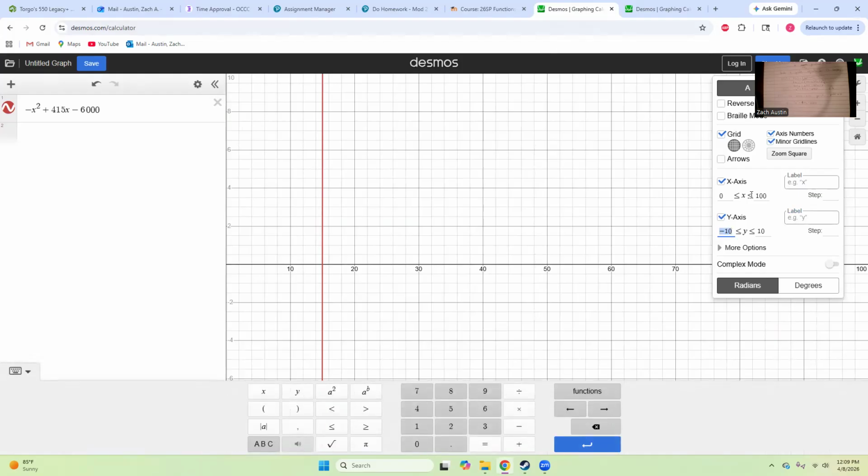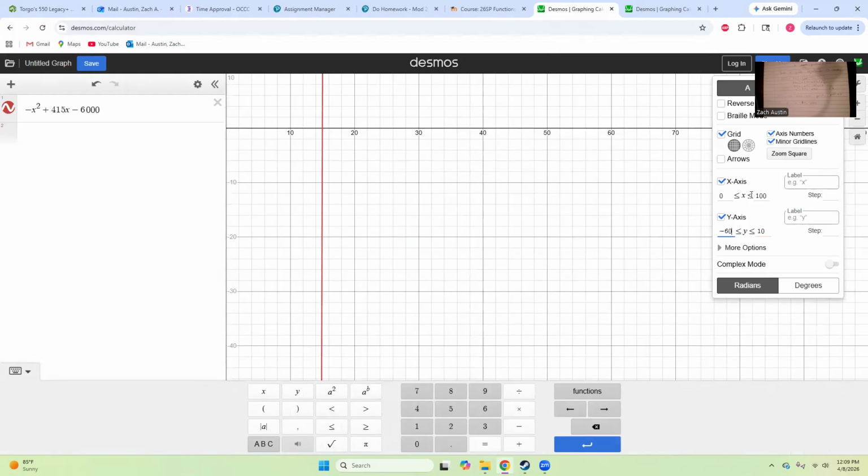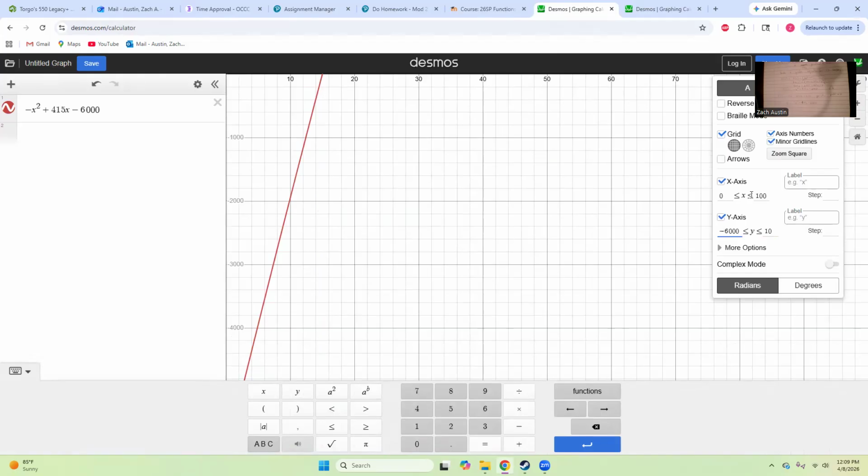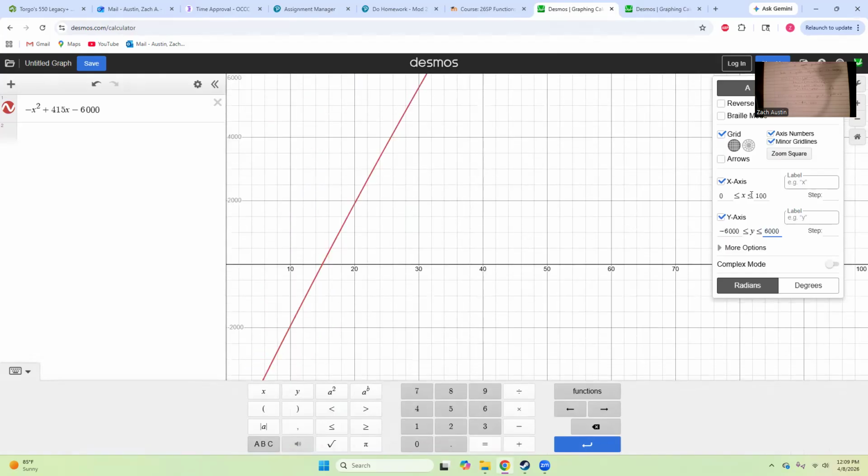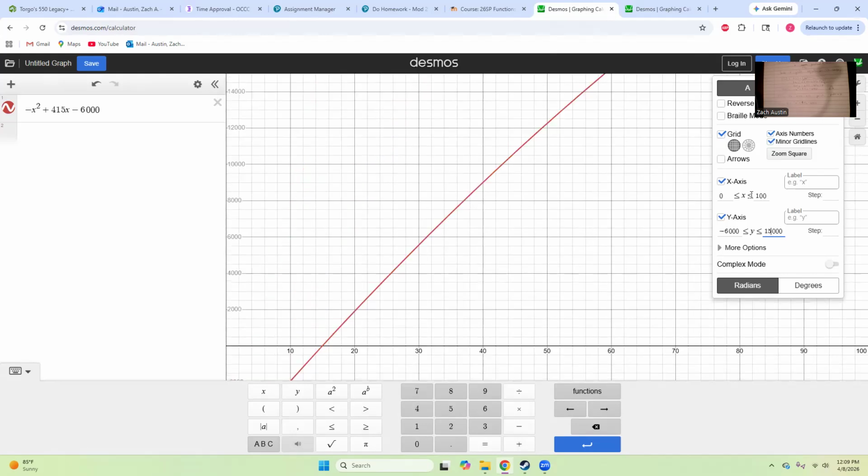It might not be big enough, but then for the Y values, I know that if I sell nothing, my profit is -6,000, and then hopefully we can make at least that much money at profit. Nope, looks like that's too small. And this is where I kind of adjust. 6,000 was too small. Maybe I'll try something like, I don't know, maybe 15,000 will look better.